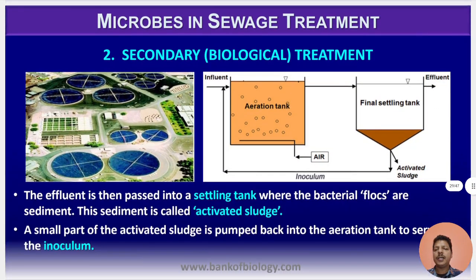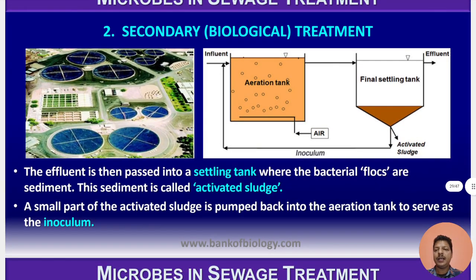Then the effluent is passed into a settling tank where the bacterial flocks are sedimented. This sediment is called activated sludge. See the diagram. A small part of activated sludge is pumped back into the aeration tank to serve as the inoculum, or starter.